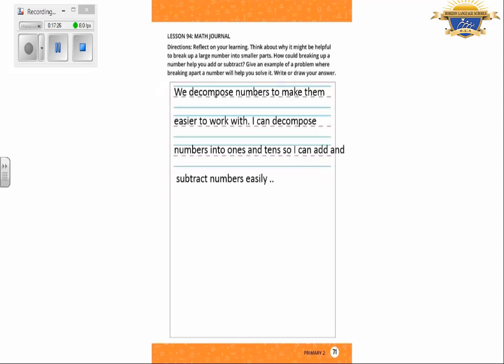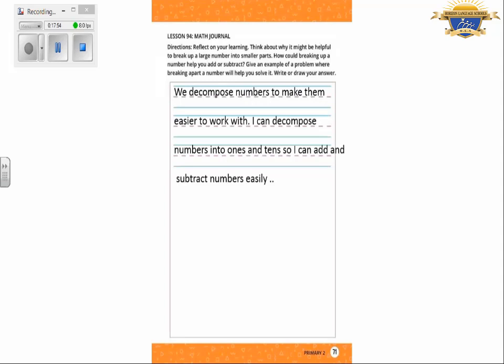Math journal directions. Reflect on your learning. Think about why it might be helpful to break up a large number into smaller parts. How could breaking up a number help you add or subtract? Give an example of a problem where breaking apart a number will help you solve it.